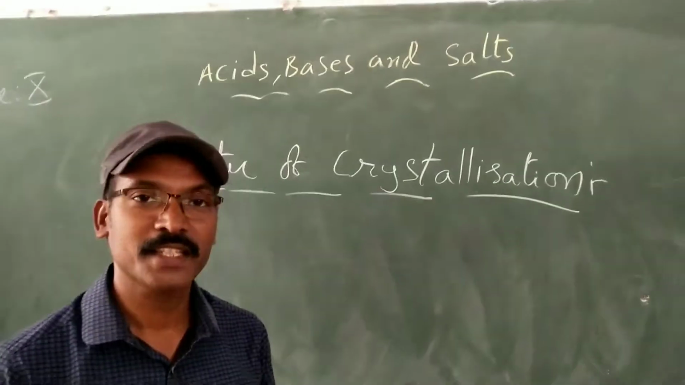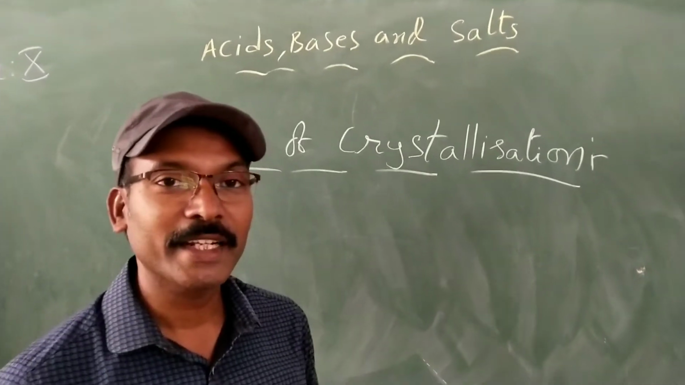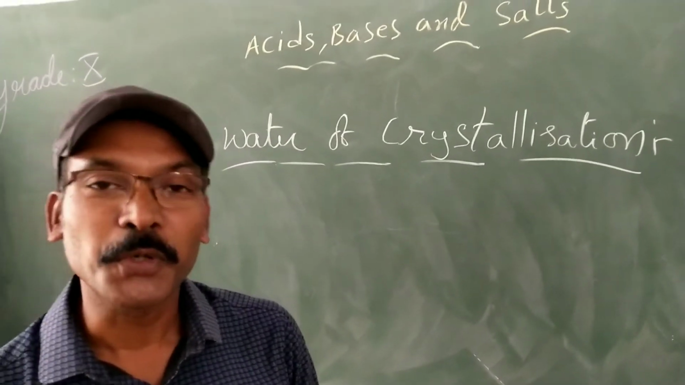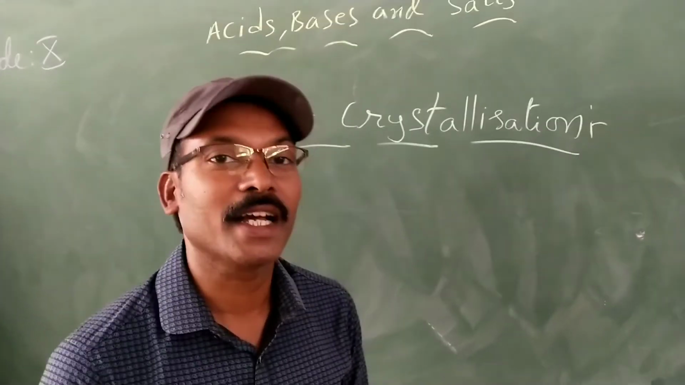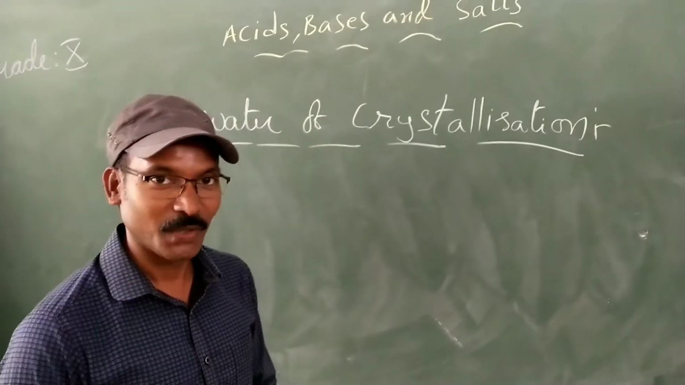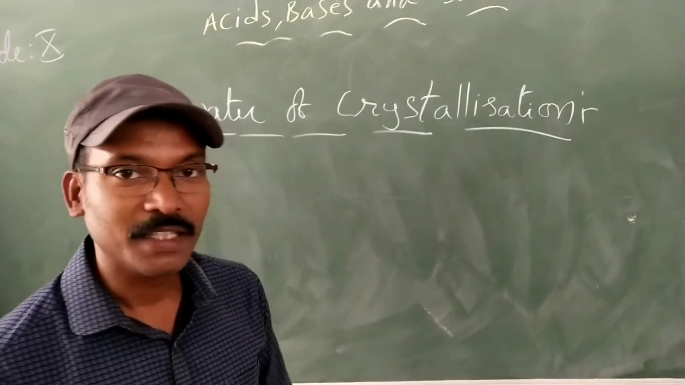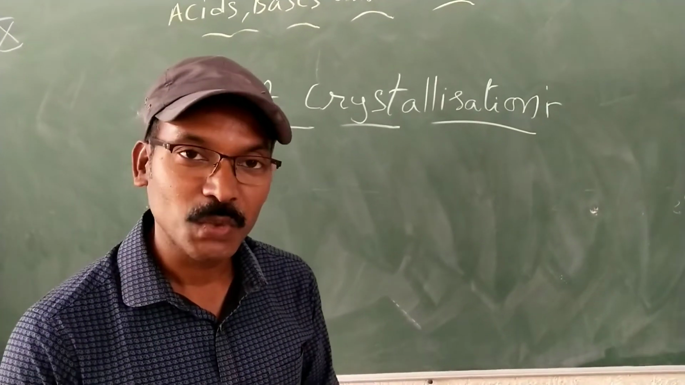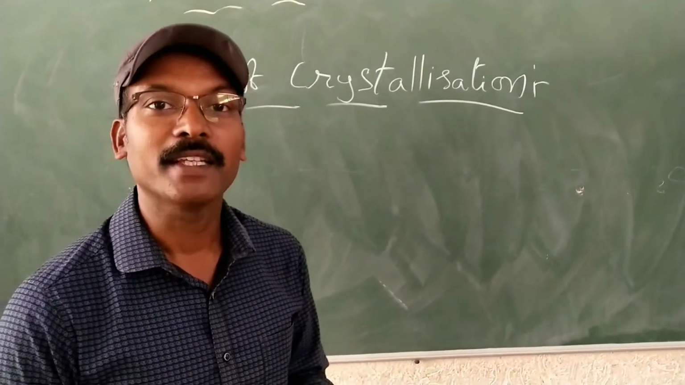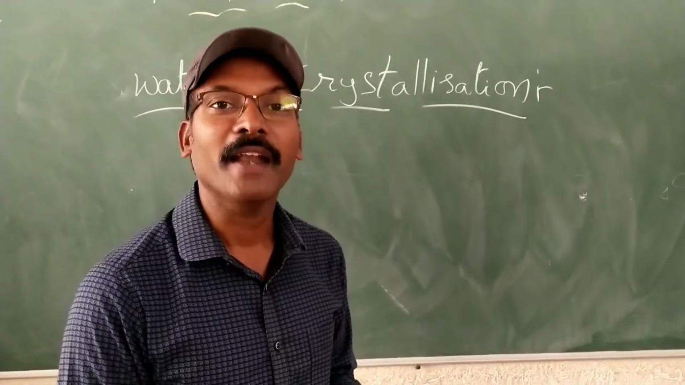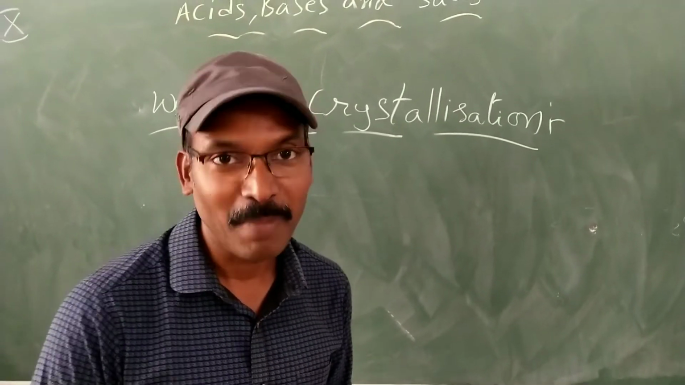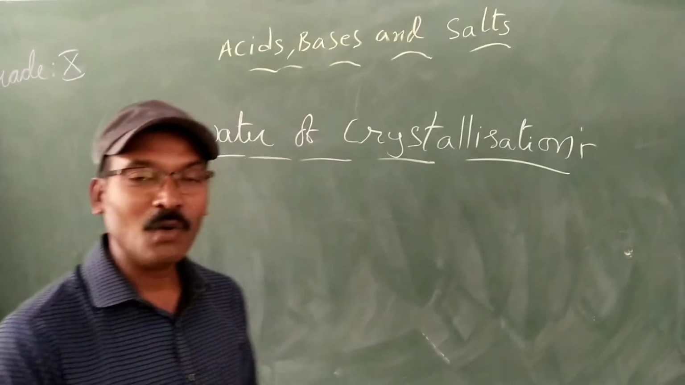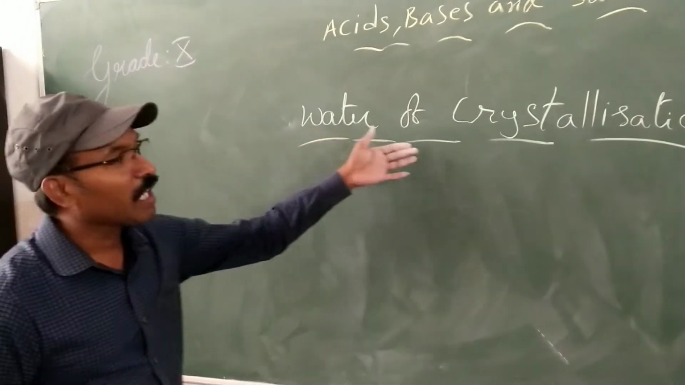Yes, children. So till now we have seen the different substances which are produced from the products of brine solution. Okay, what are those substances? The first one is baking soda, second one washing soda, third one is bleaching powder, and the fourth one is plaster of Paris. Okay, and now let us understand water of crystallization.